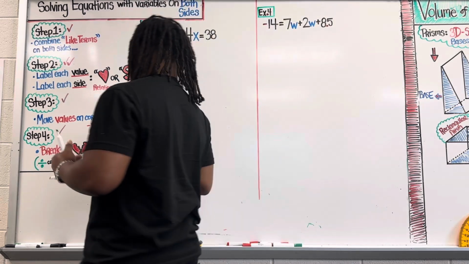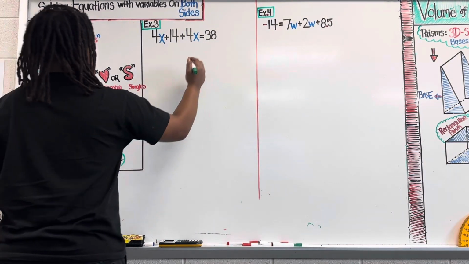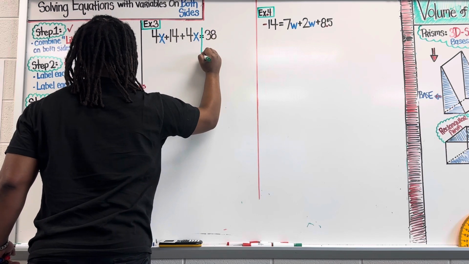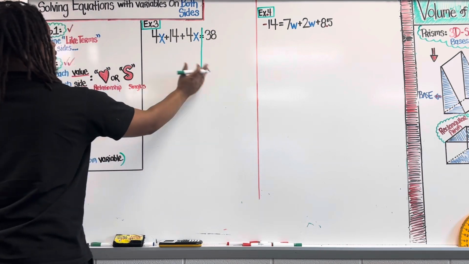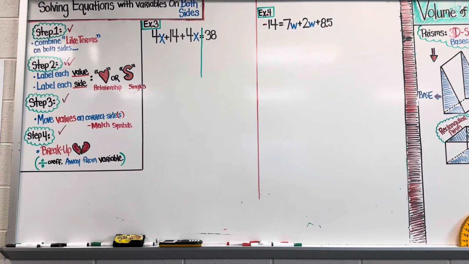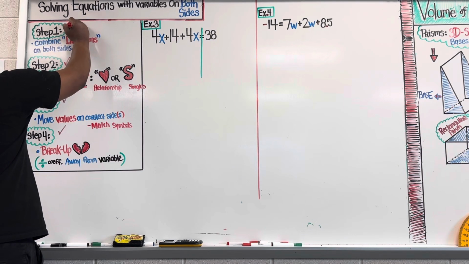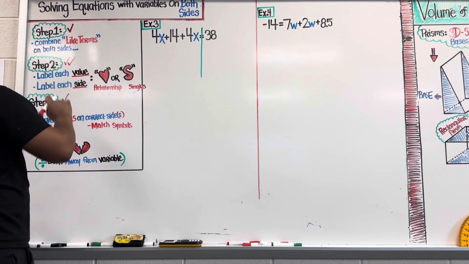So we're just going to follow these steps. The first thing that I always recommend is to draw a line going through the equal sign of the equation in order to separate both sides of the equation. The second thing, which is step 1, is to combine like terms on both sides.